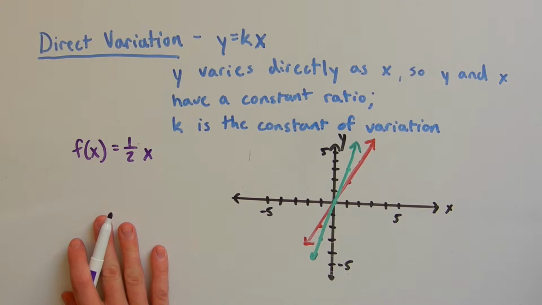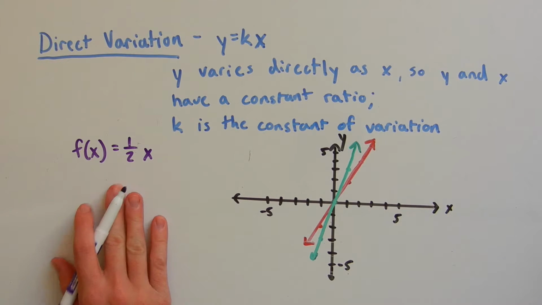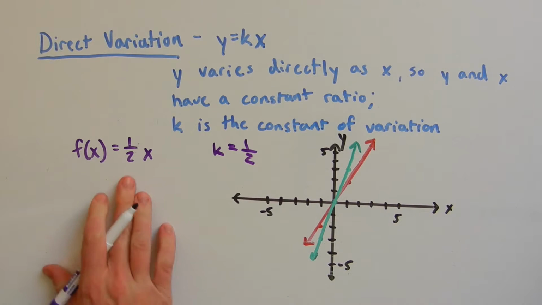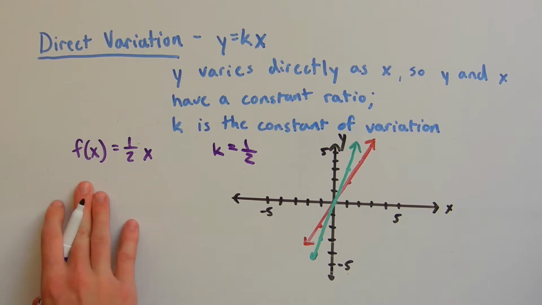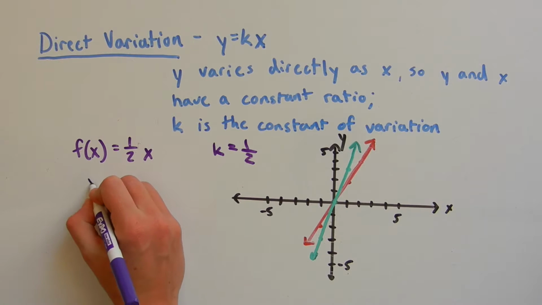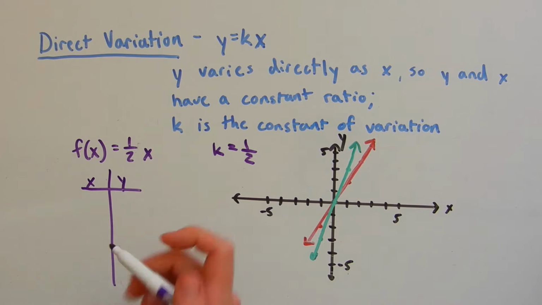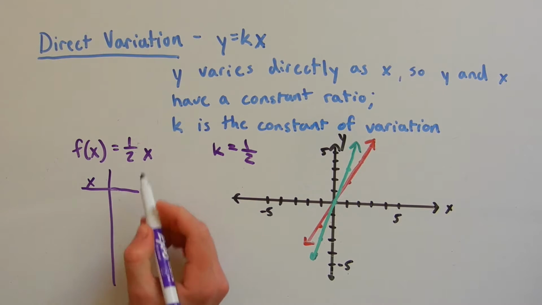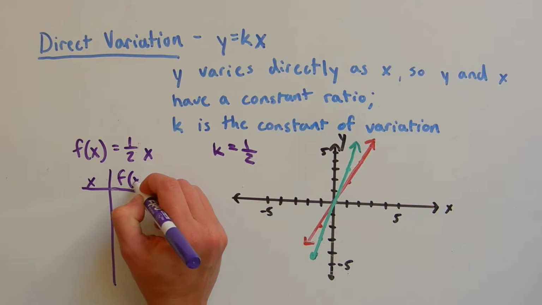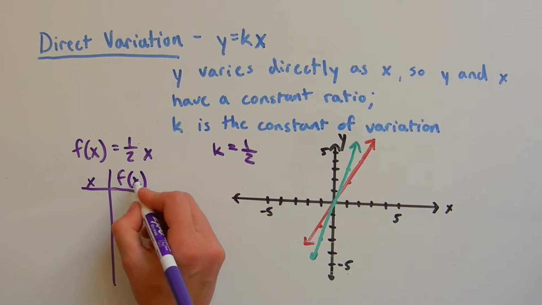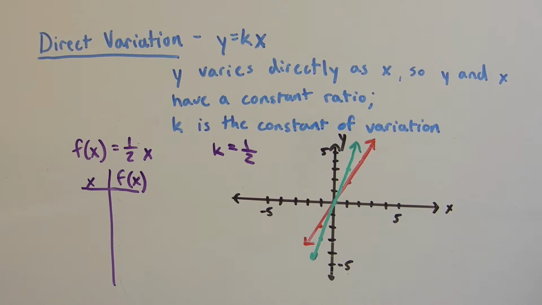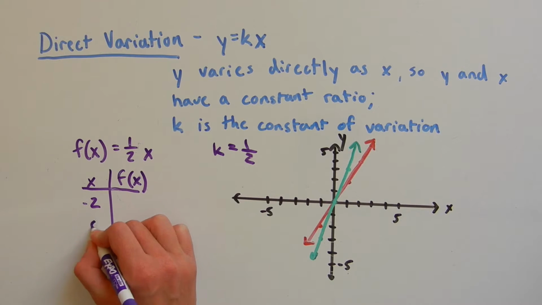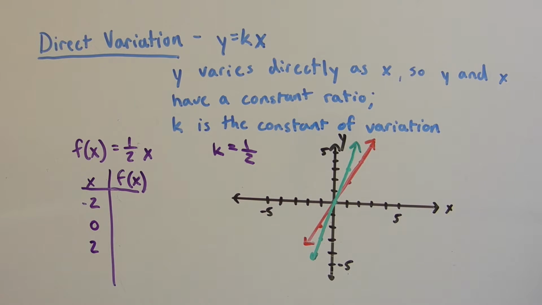So in this next example, we're saying that our constant of variation is 1/2. So k is equal to that 1/2. Again, let's do a t-table, but instead of x, y, we're going to be using x and f of x. And let's choose some values that we're going to use for x. I'm going to say -2, 0, and +2.